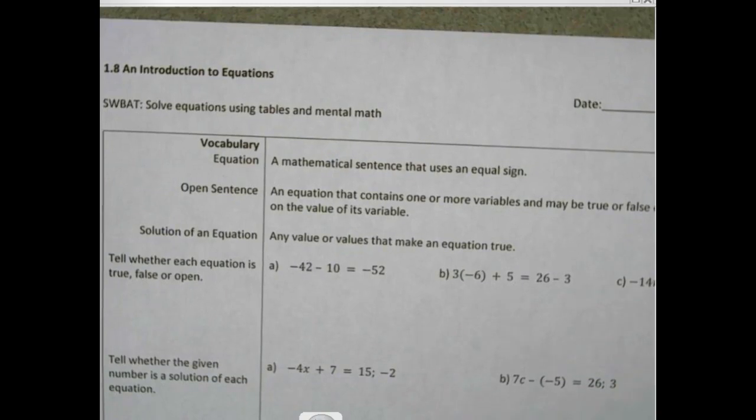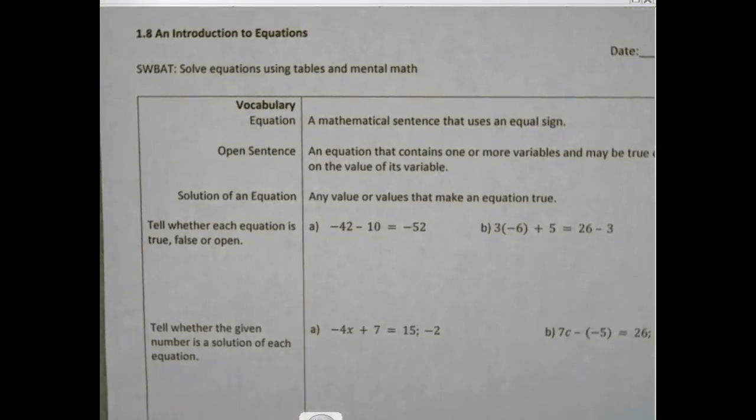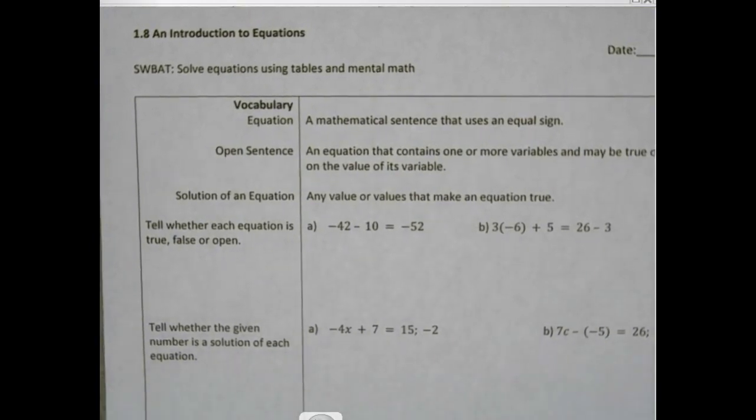All right, so 1.8 goes a little something like this. An introduction to equations. SWABAT, solve equations using tables and mental math. Actually, we're not going to do that. Mostly what we're going to be doing today is checking solutions, because that is what I mostly want us to be able to do. And then we're also going to make sure that we could write some equations, some expressions, some equations given words.